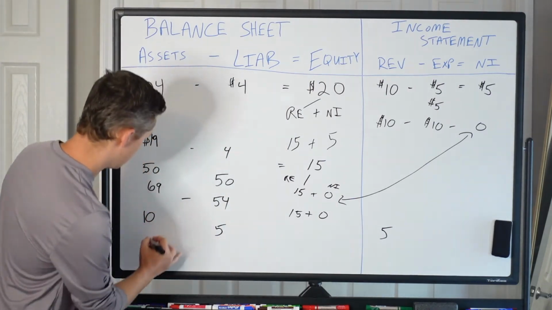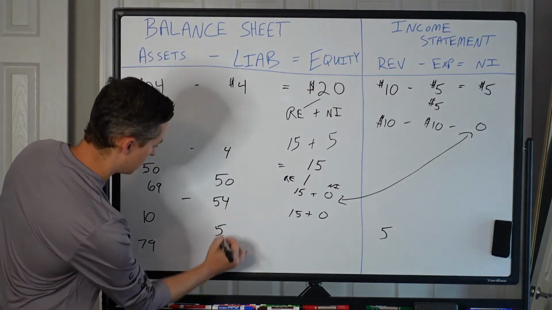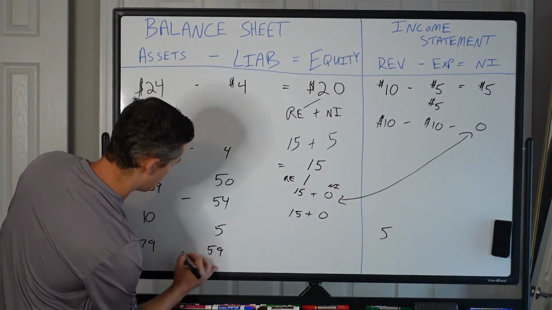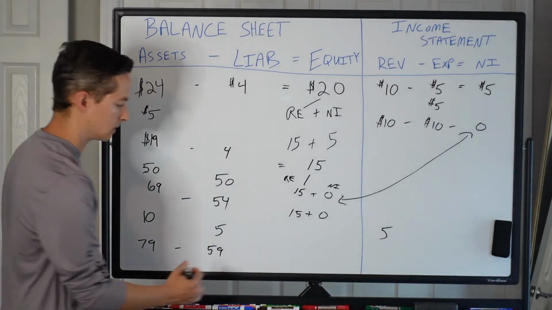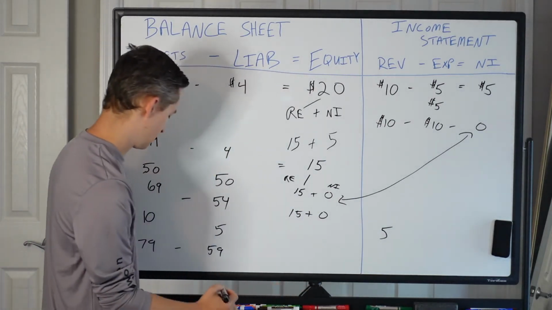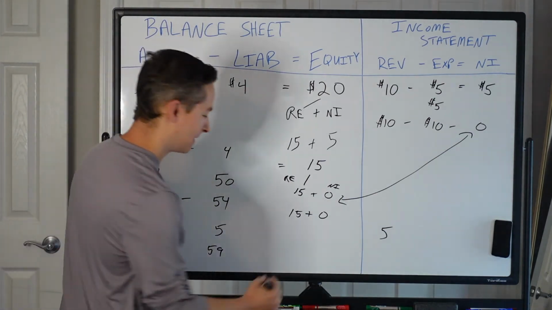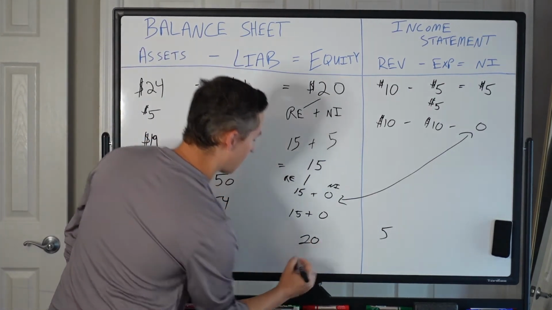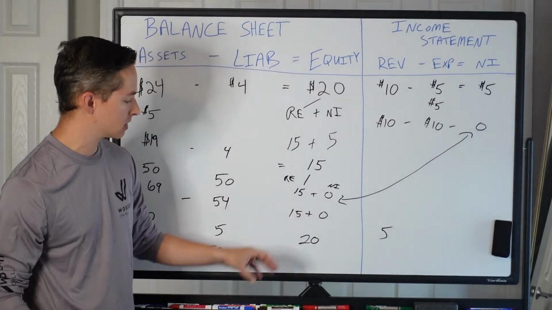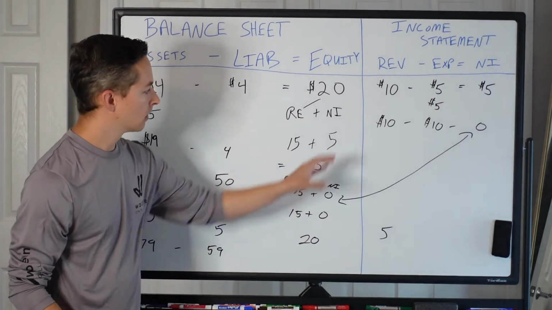All right. So that's going to be 79. That's going to be 59. So 79 minus 59 is 20. You're better at math than I am. Yay. That's 20. Okay, so something changed here, right? It used to be 15. So it's 5 more.